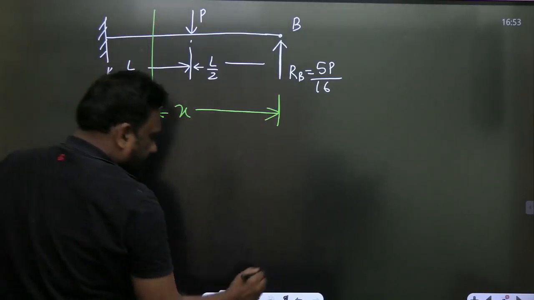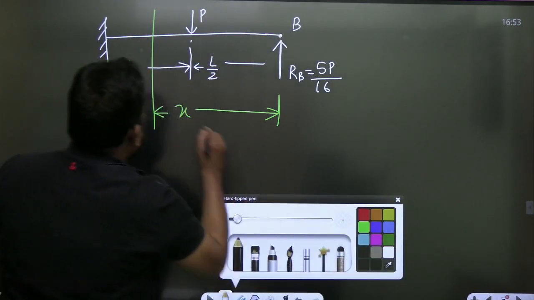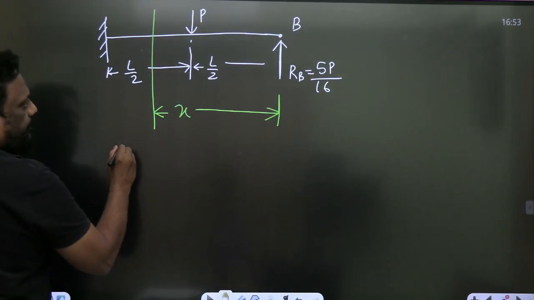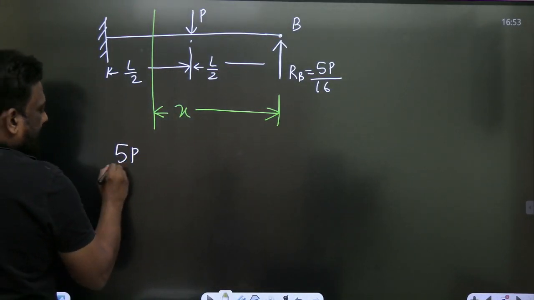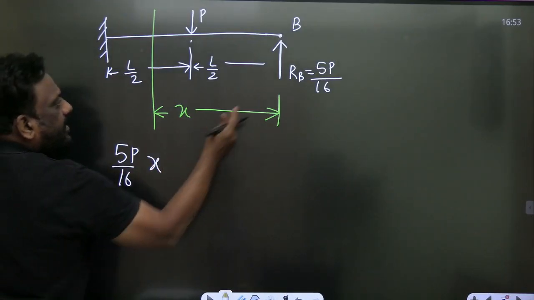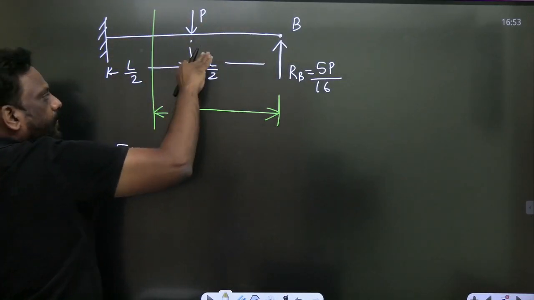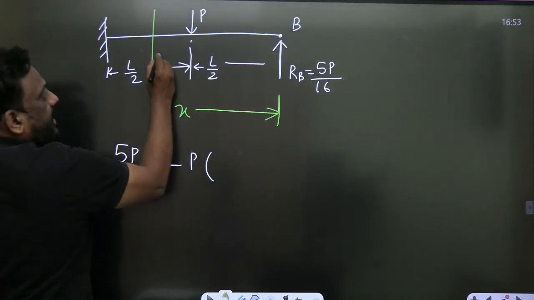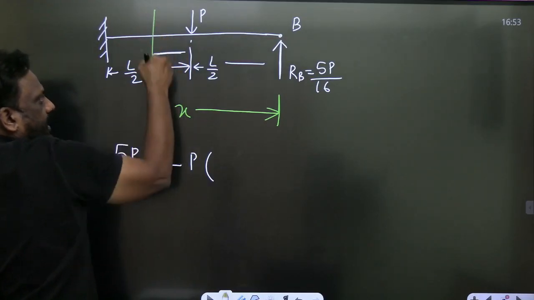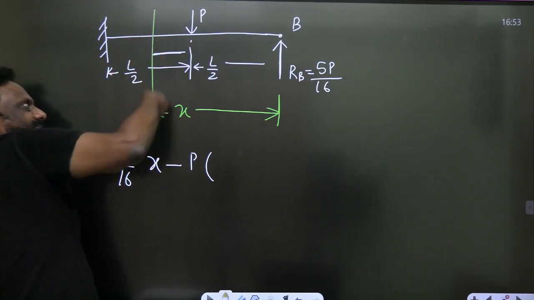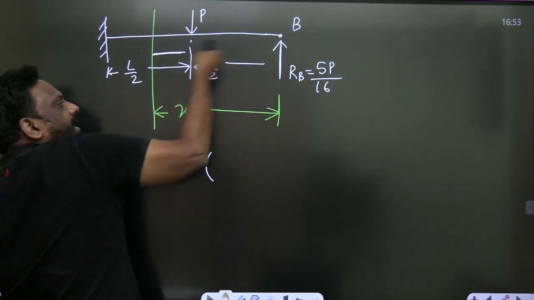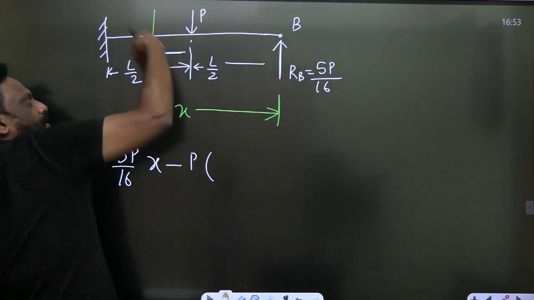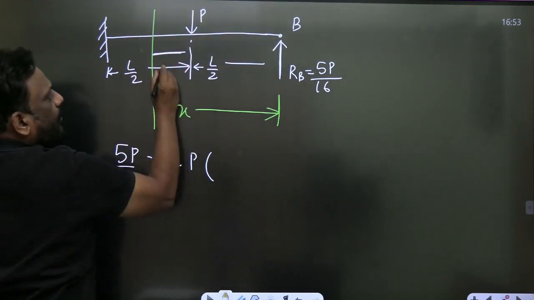Let this distance be x. So let us calculate the bending moment here. What will be the bending moment here, sir? It will be 5P by 16 into x. This is anti-clockwise and this is clockwise. I am taking the bending moment at this section. So RB into x, and minus, this is anti-clockwise, this is clockwise, minus P into what is this distance?